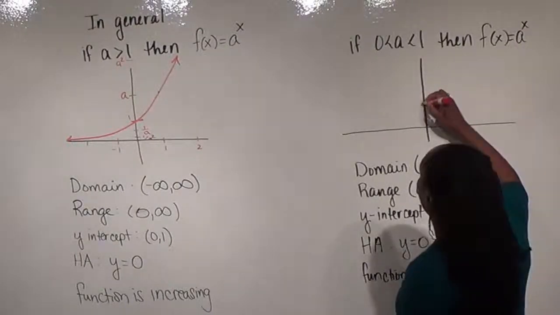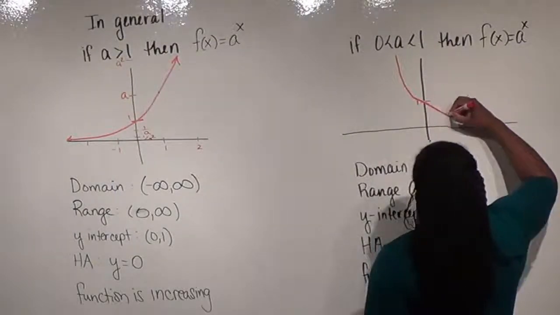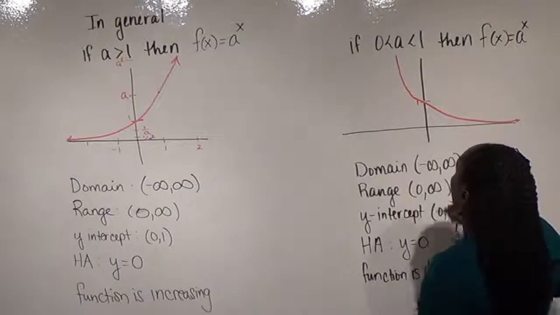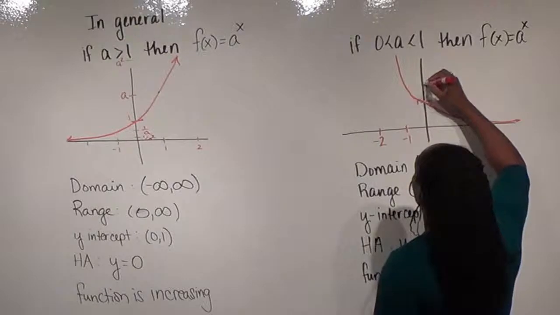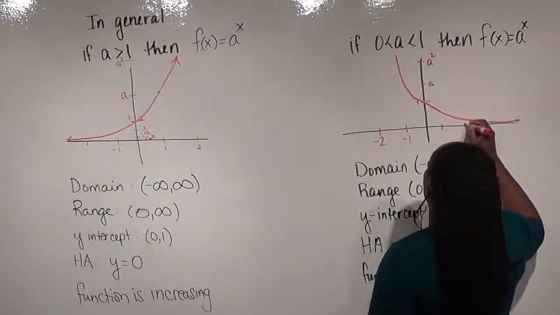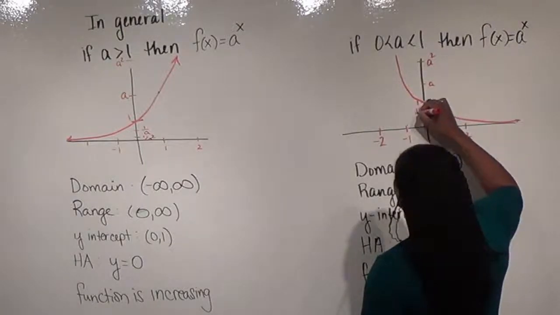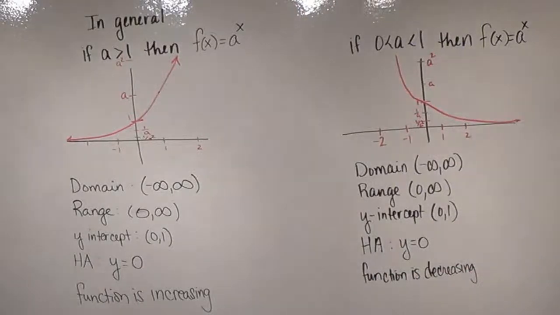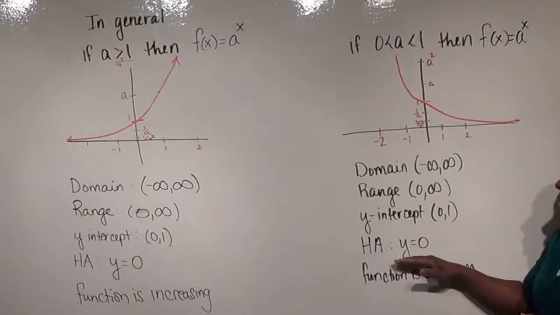Okay? So again, if this is my value 1, instead of moving upward to the right, my function is going to go downward to the right. And again, that just means as I move towards the left, my values are going to increase by factors of a. And as I move to the right, my values are going to decrease by factors of a. Okay. Again, as it goes to positive infinity, the function is going to go to 0.